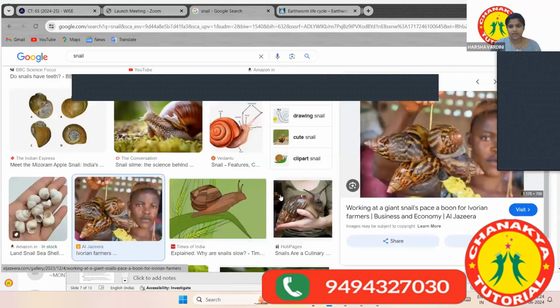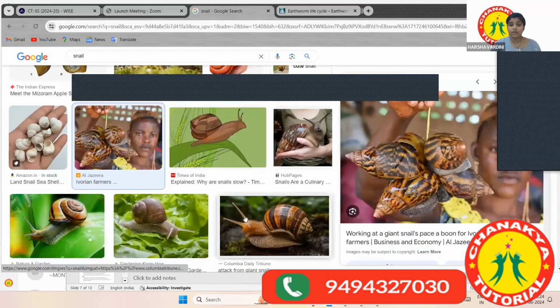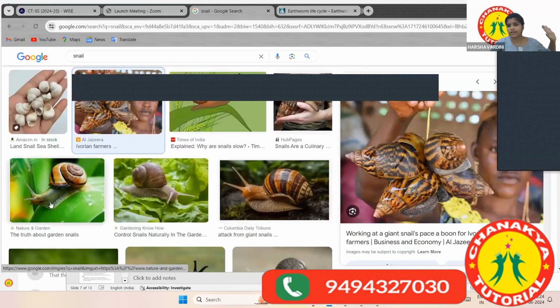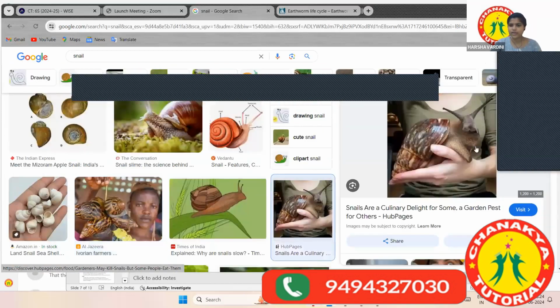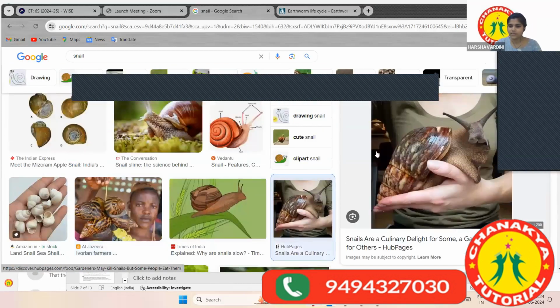Can you see this boy holding a lot of snails? Sometimes snails will be very big, sometimes very small. See this snail, how big it is. Sometimes this much big snail is also there, right?